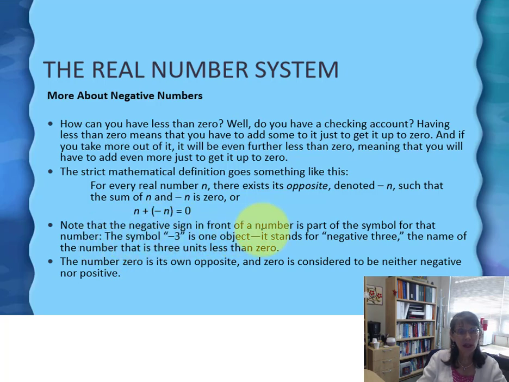Note that the negative sign in front of the number is part of the symbol for that number. So the symbol negative 3 is one object. It stands for negative 3, the name of the number that is 3 units less than 0. Or you could think of it as 3 units to the left of 0 on a number line.